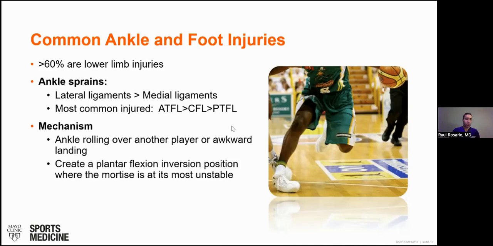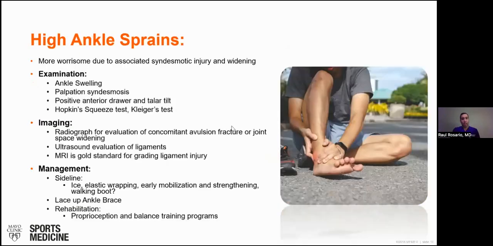So we said that the mechanism is that awkward landing from jumping. So usually patients in basketball, they jump, and if they land on the foot or the tennis shoe of another player, they can develop this kind of inversion injury. The other thing that we need to identify is if they develop a high ankle sprain, which is a little bit more serious and the return to play is a little bit longer.